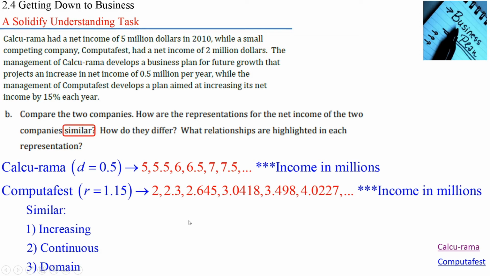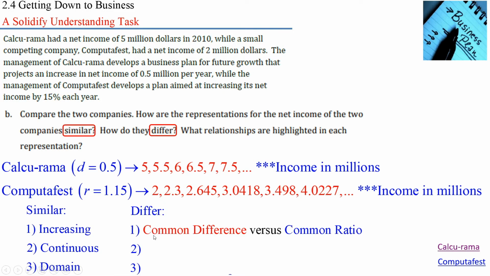Now, what are the differences? Well, I think we can see this just by looking right here at our sequences again. In Calculama, the pattern of change was a common difference. In ComputerFest, the pattern of change was a common ratio. In Calculama, we added 0.5 every time. In ComputerFest, we are multiplying every time by 1.15. So the differences would be common difference versus common ratio.